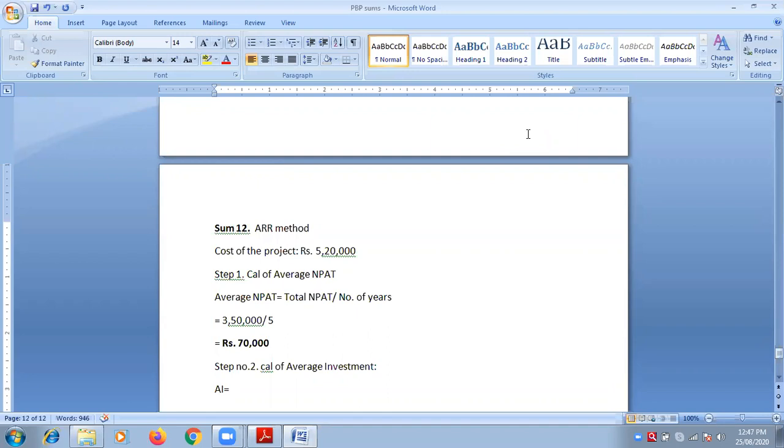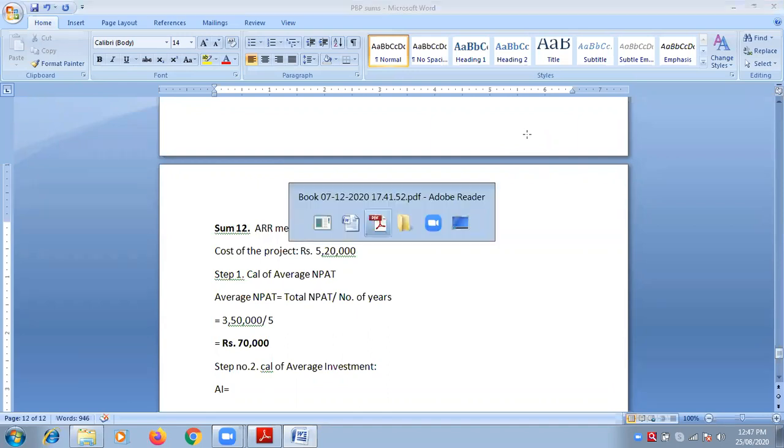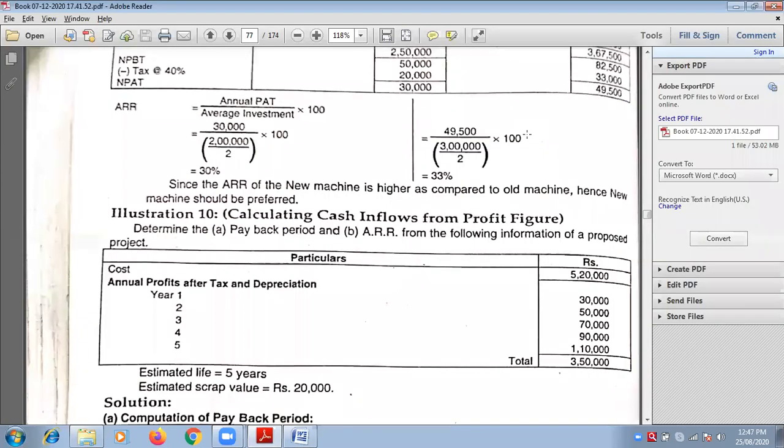But when the salvage value is given in the question, look here. This is the salvage value. Estimated scrap value is 20,000. Can you see the last line of the sum? Yes, estimated scrap value is 20,000. It is given in the question. That means the project that we are investing in has a scrap value of 20,000. The scrap value is not zero. It has a scrap value of rupees 20,000.